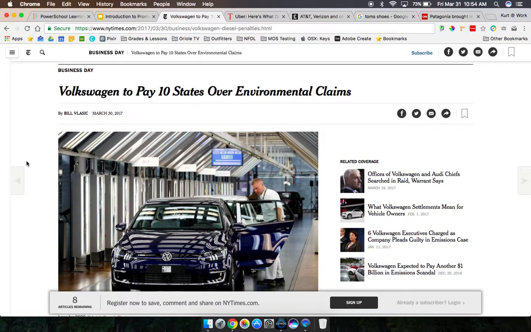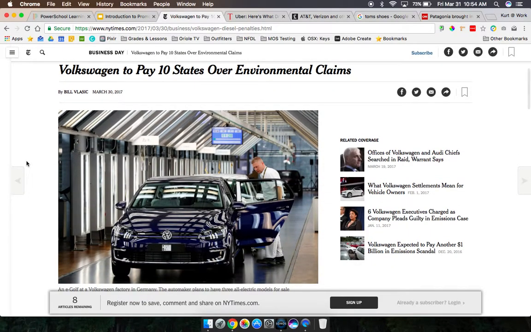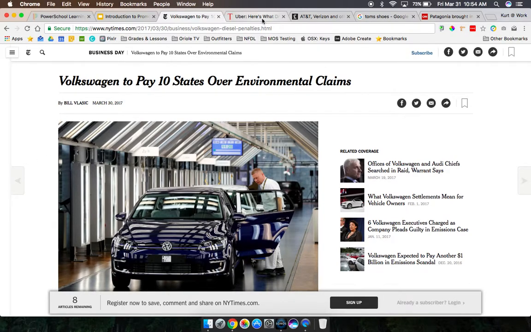up. The news picked this up, so this is in the New York Times, and they're talking about the fact that they have to pay 10 states over $157 million to just those 10 states alone. There will be more, so they're in quite a bit in the news.